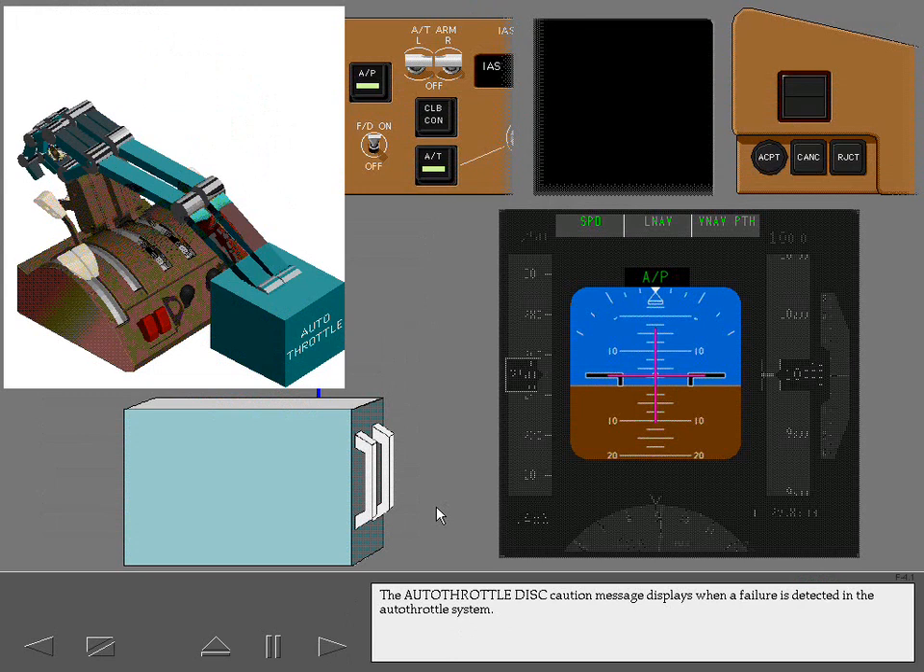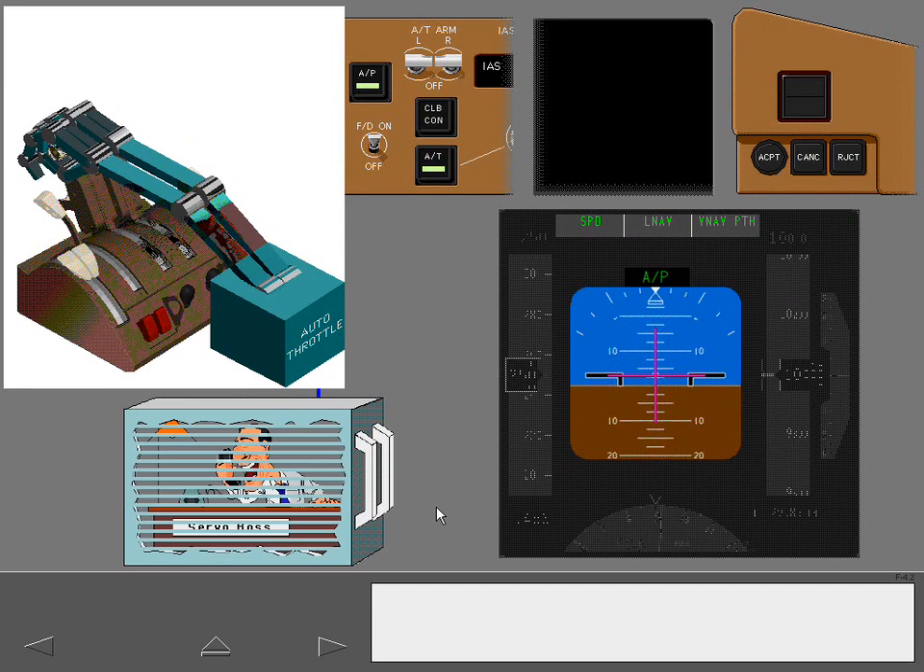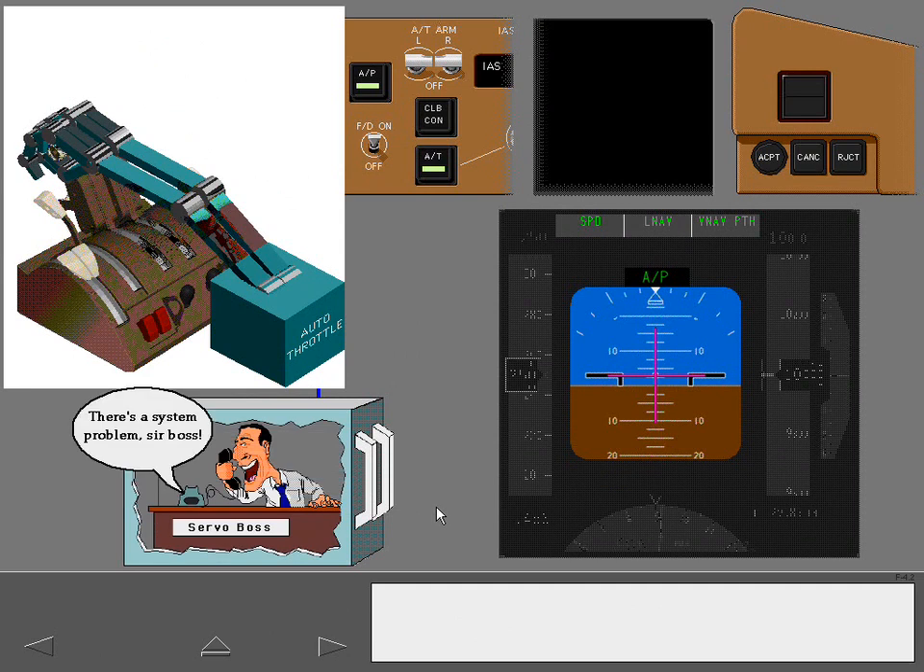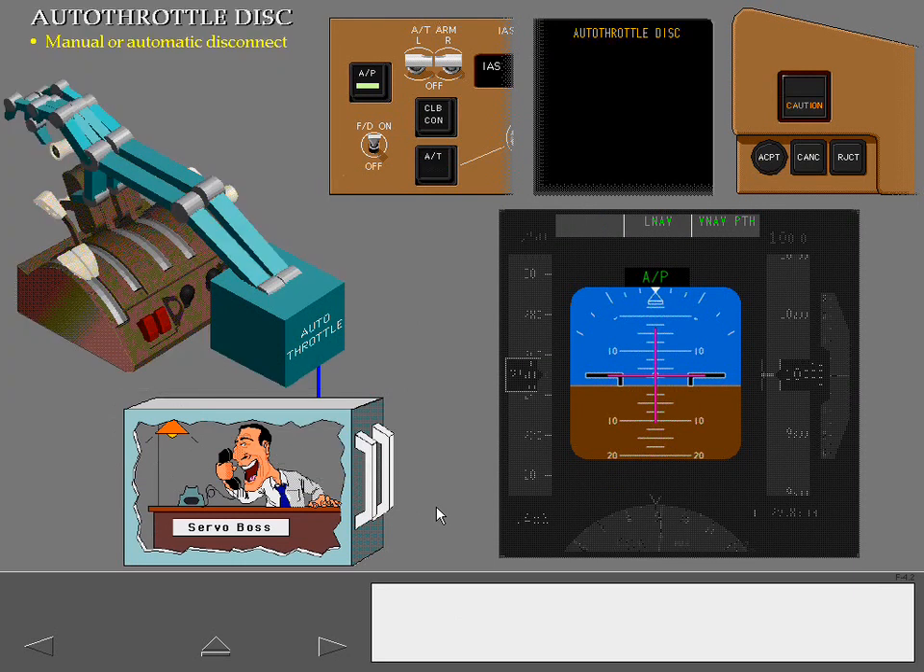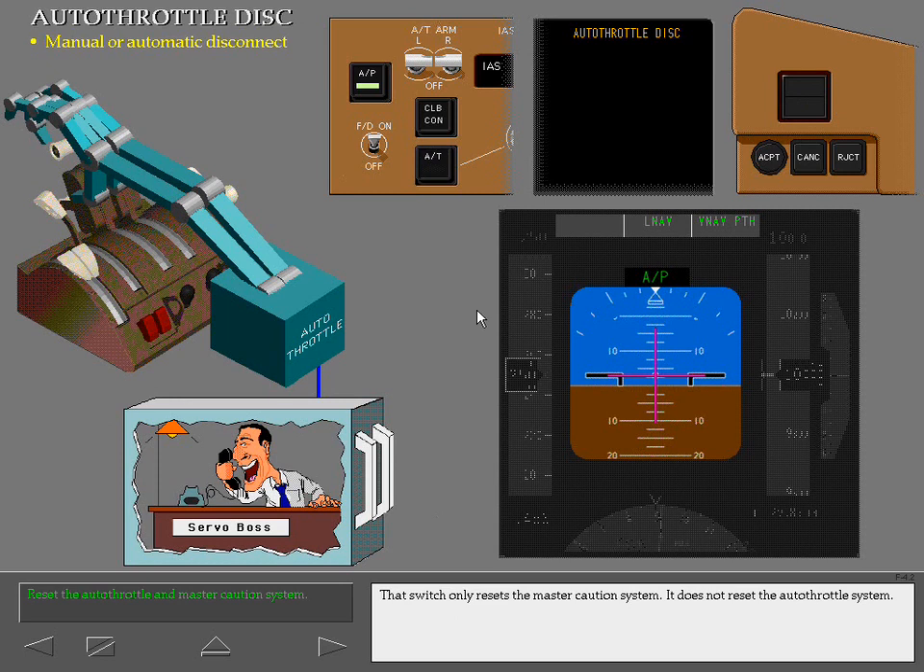The autothrottle disconnect caution message displays when a failure is detected in the autothrottle system. After the system disconnects, reset the autothrottle and master caution system. That switch only resets the master caution system. It does not reset the autothrottle system. Touch the highlighted area. After an autothrottle disconnect, you may attempt to re-engage the autothrottle.